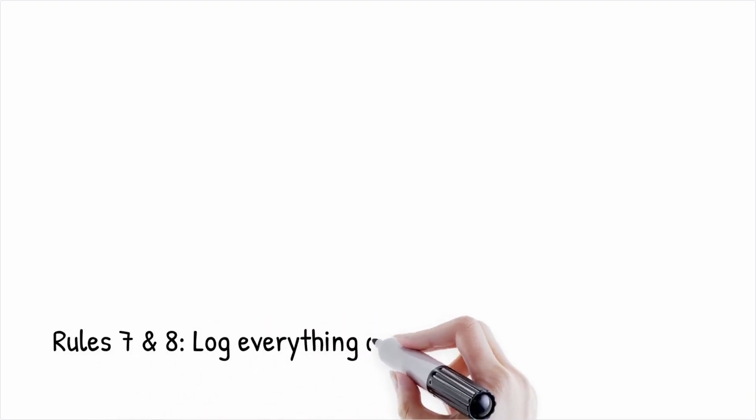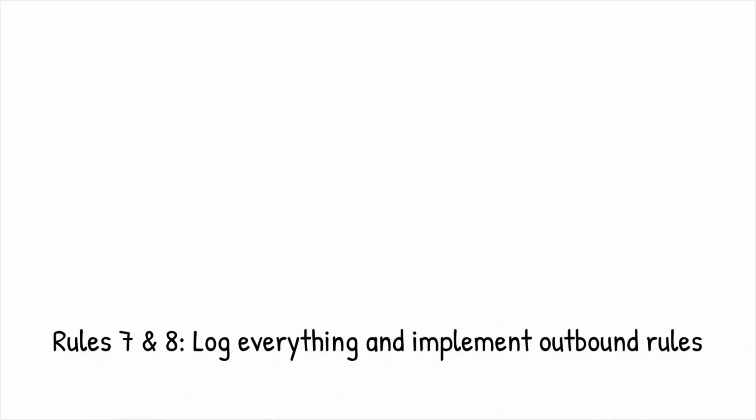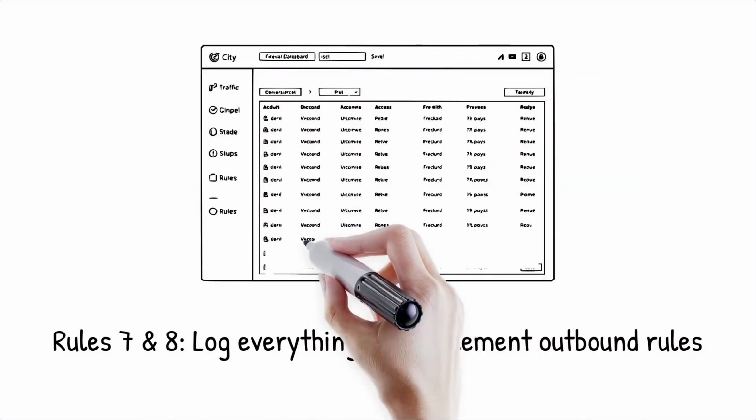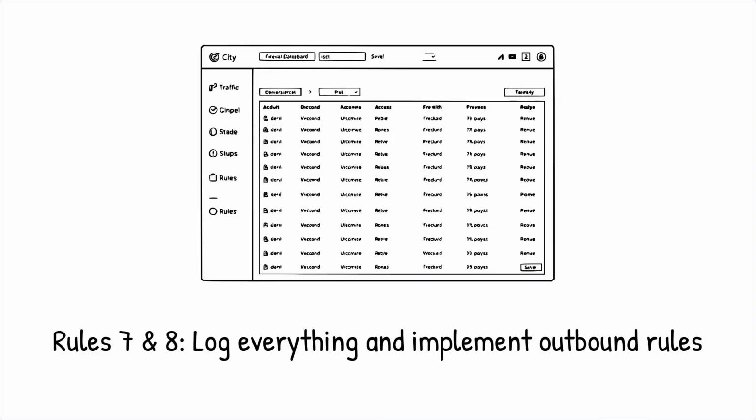Seventh, log everything. Ensure your firewall is configured to log activity, especially the blocked traffic, to investigate potential threats promptly. Eighth, implement outbound rules. In addition to managing inbound traffic, make sure your firewall restricts unnecessary outbound traffic too.